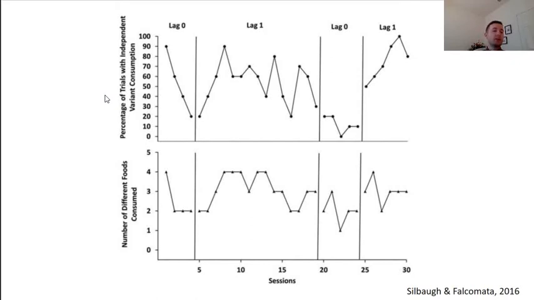But we're actually gonna skip that because that's not the focus of this study. The focus of the study was to see how a particular way of delivering reinforcement might influence the variety of foods that this boy ate during sessions.